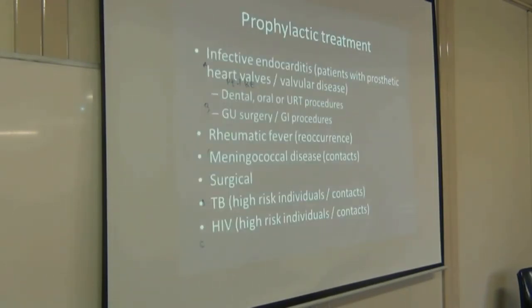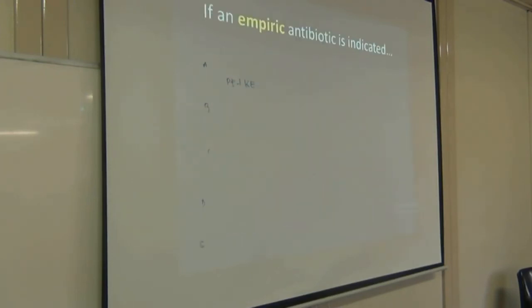So there are some examples of prophylactic treatment. So when we're looking at empiric treatment and how we know which one is which and which one to use, there are two things that we're going to look at. The one is the source of infection and the other one is the site of infection.